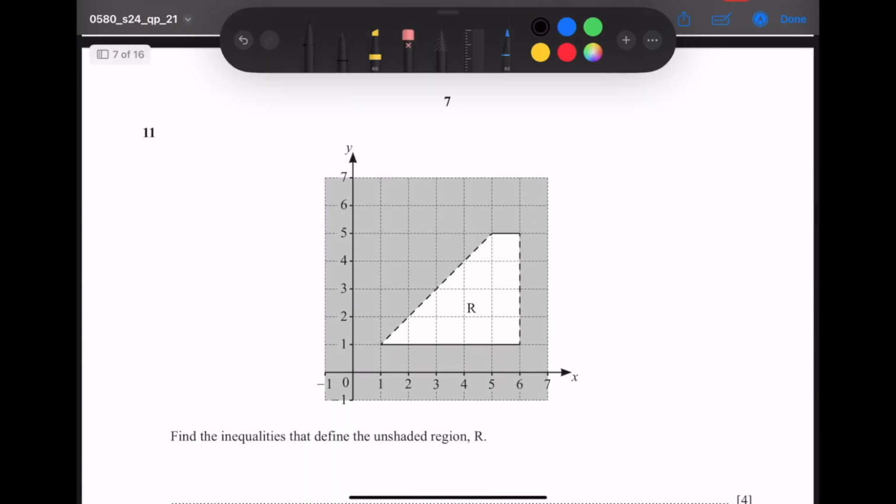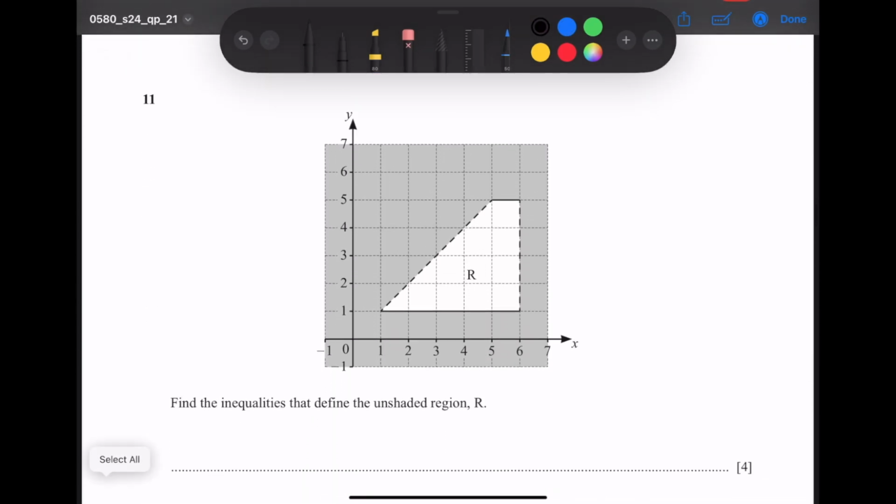Question 11. Find the inequalities that define the unshaded region R. So as you can see, the shape R is created through 4 lines, 2 horizontal ones, 1 vertical one, and 1 diagonal one. So let's first find the horizontal lines. So the first one is y is equal to 1, since the value y is constant throughout and the value y is 1.